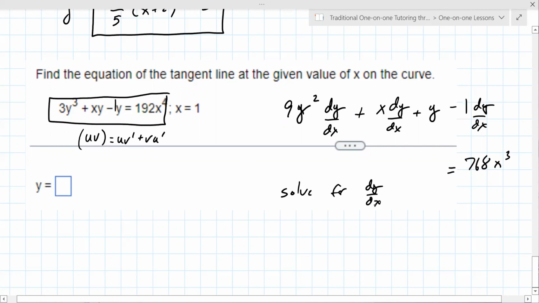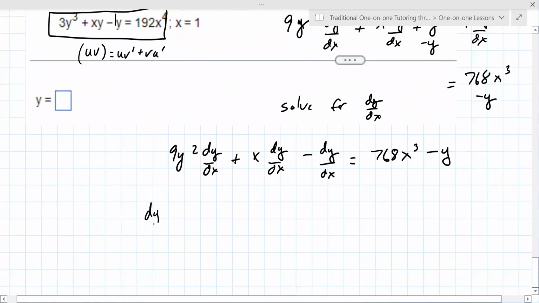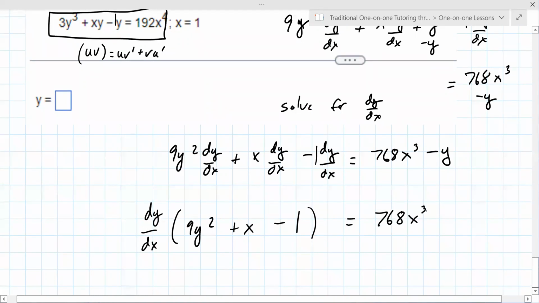So you move the non-dy dx terms to the side. So it's 9y squared dy dx plus x dy dx minus dy dx equals 768 x cubed, sorry, minus y. We're subtracting the y from both sides. Then you factor out the dy dx. So 9y squared plus x minus 1, there's really a 1 there. dy dx equals 768x cubed minus y over 9y squared plus x minus 1.